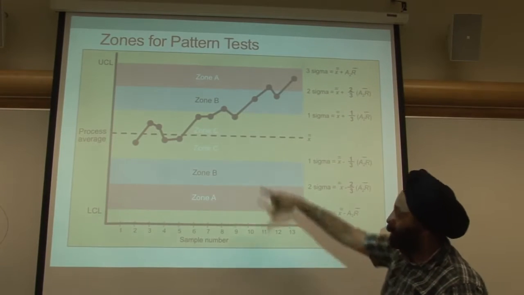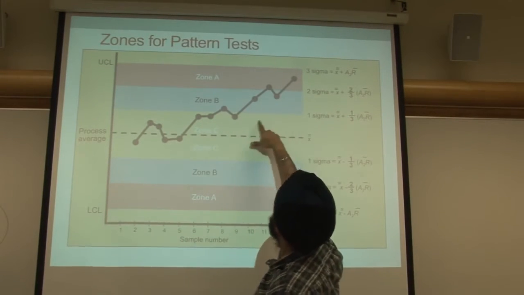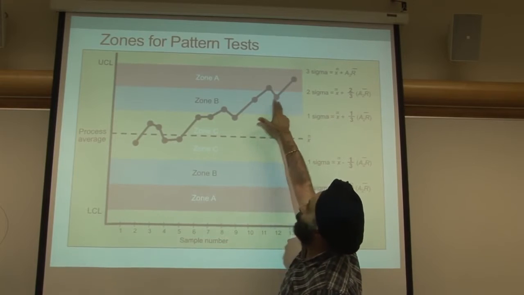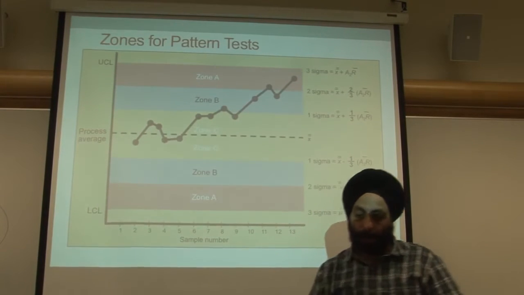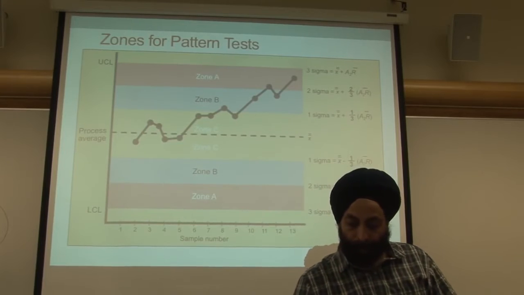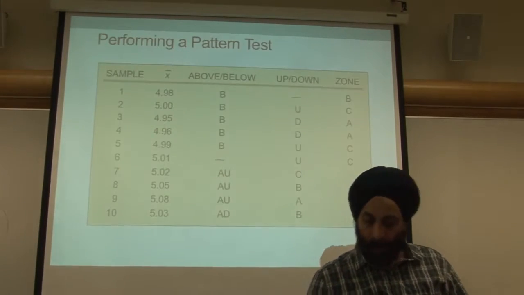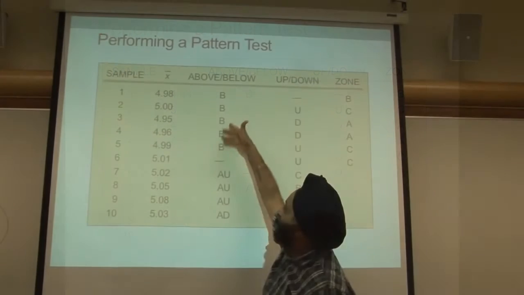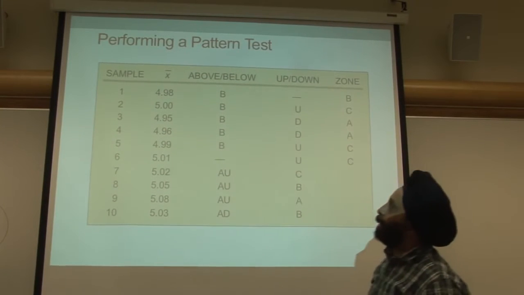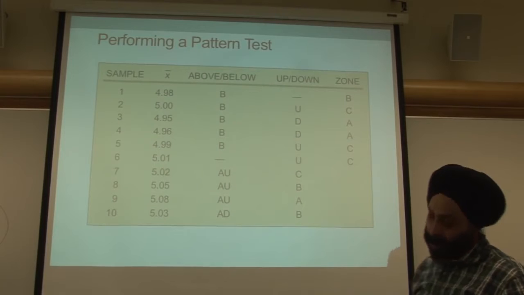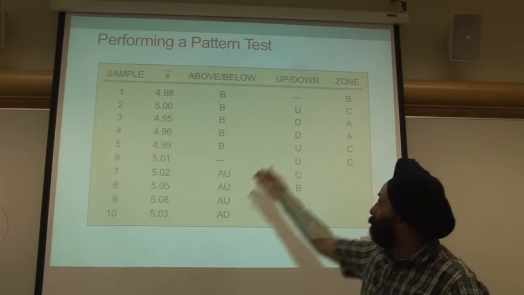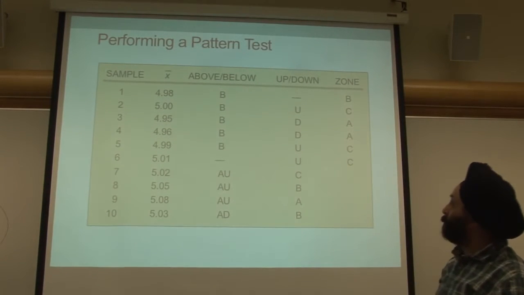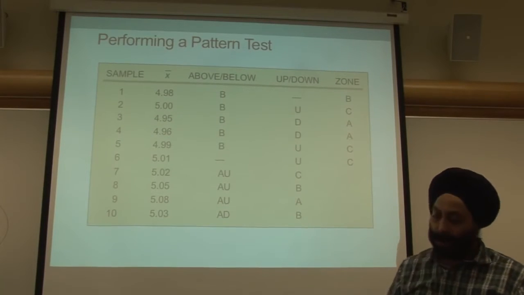In this case, you can see if 2 out of 3 are falling in zone A, that's a problem, and if 4 out of 5 are falling in zone B, that's also not acceptable. So you can easily perform a pattern test to see what zone things are falling in, and make an evaluation accordingly. As I mentioned earlier, 4 items falling in zone B out of 5 could be an issue, and 2 out of 3 in zone A could be an issue in this case.